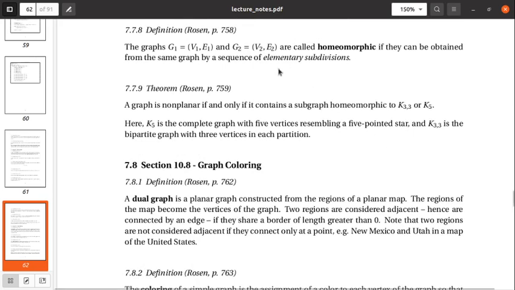Okay. So by definition, we have 2 graphs, G1 and G2. Each has their own collection of vertices and edges. We say that they're homeomorphic if they can be obtained from the same graph by a sequence of elementary subdivisions.